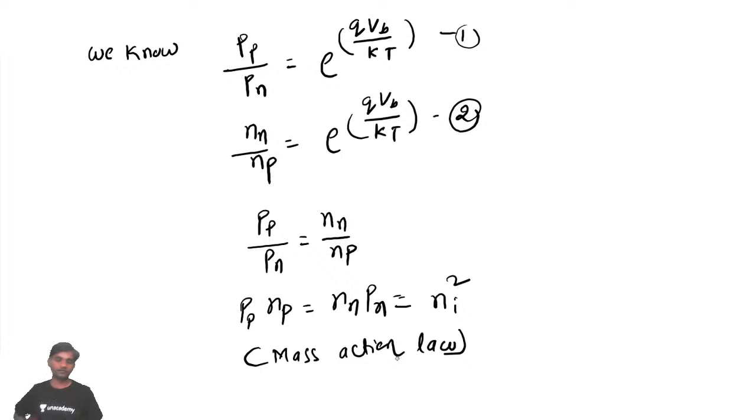Very important. This is nothing but mass action law. This also is very important. If somebody asks you to calculate how we got this 0.7 volt, what do we know? Contact potential for silicon and germanium. Shall we calculate the contact potential for silicon and germanium?